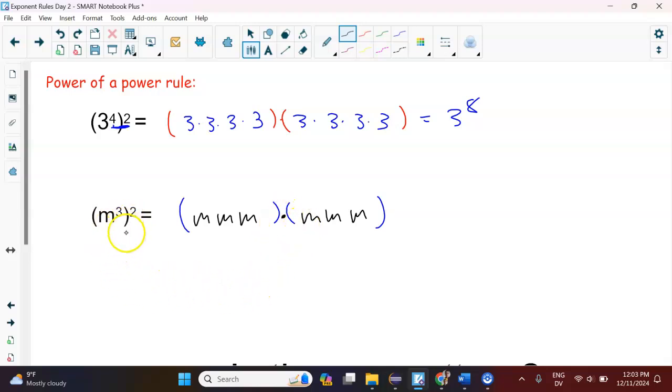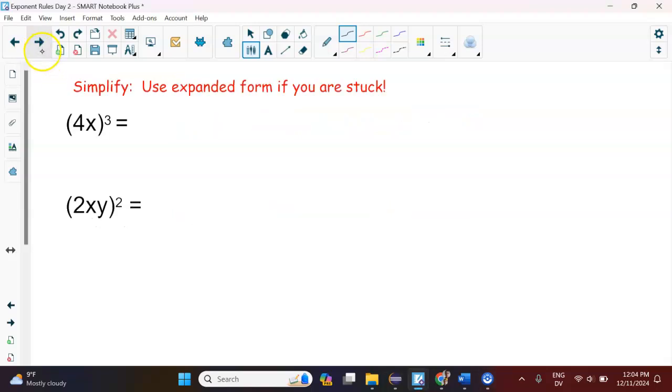Okay, so like in this one, we have 2 of these parentheses again, and each one you have 3 m's, so that's 6 m's total, so it's m to the 6. And again, the simple thing is you just multiply, but if you forget, and it's positive exponents, expand it out and see what it looks like. Okay, so here's a couple of them for you to try.